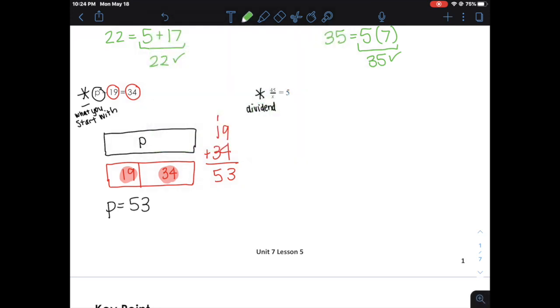We can check our work by plugging in 53 into the original equation. So 53 minus 19 equals 34. If we simplify 53 minus 19, we do get 34, so we are correct.